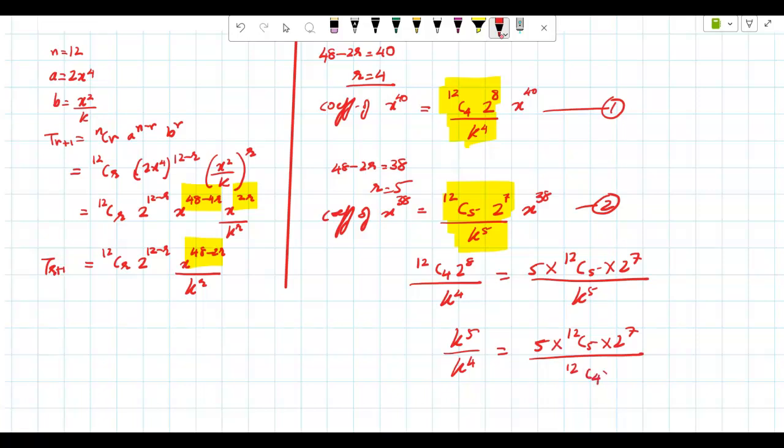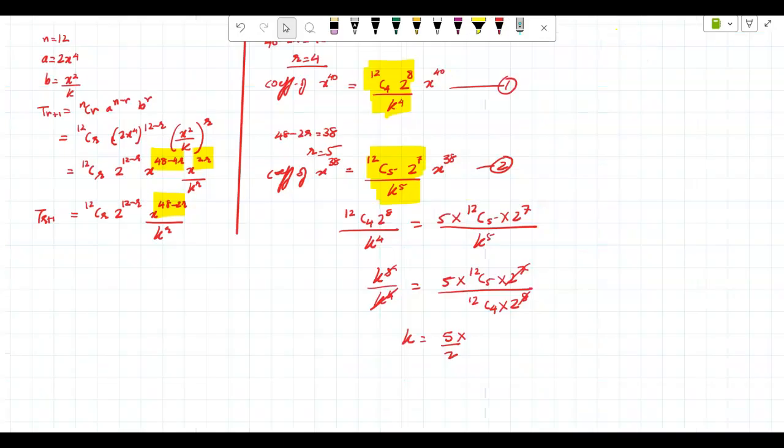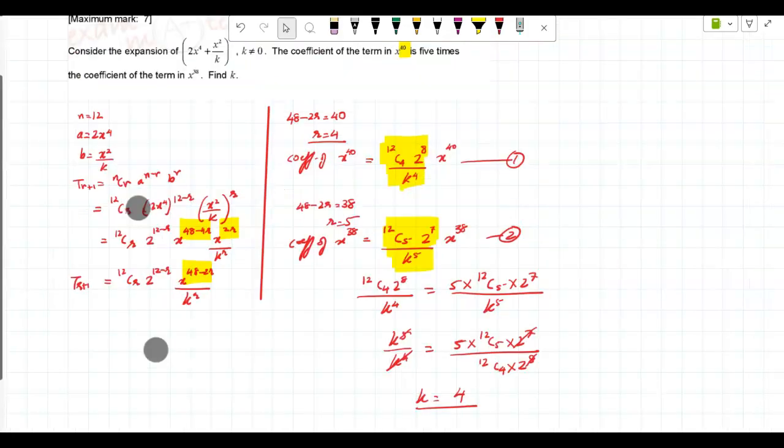Now 2 raised to 8. So what is this? k. You're not looking at the board. Now you can use your calculator, upon 2. You can do 12C5 upon 12C4. Yeah, even I got 4. Even I got 4. Correct. You type the entire thing and you'll get k is equal to 4. So my way is different from yours, but it's outstanding.